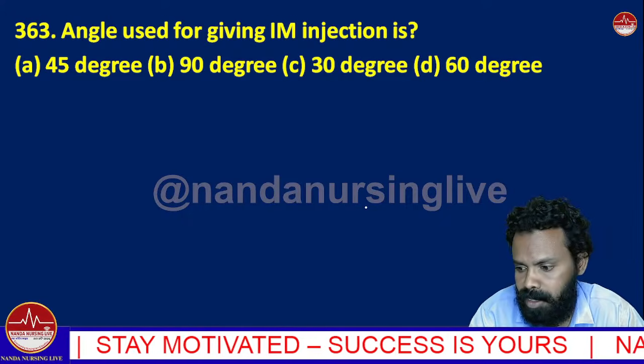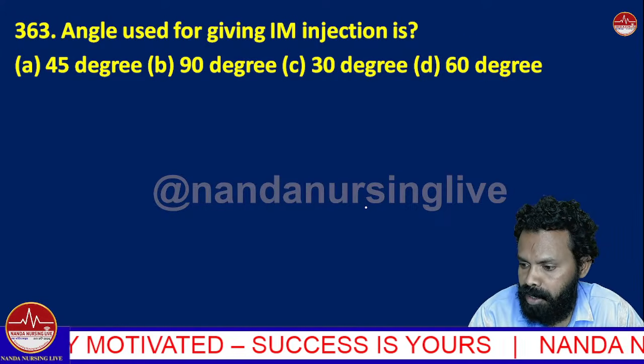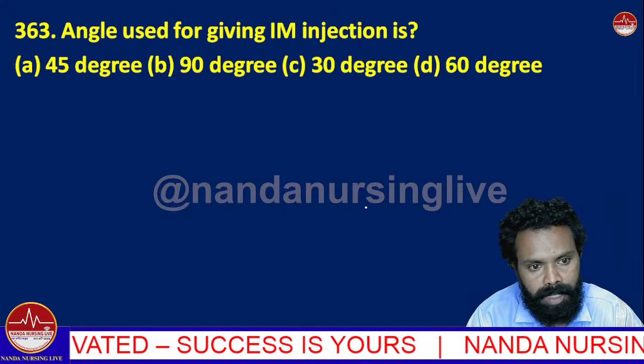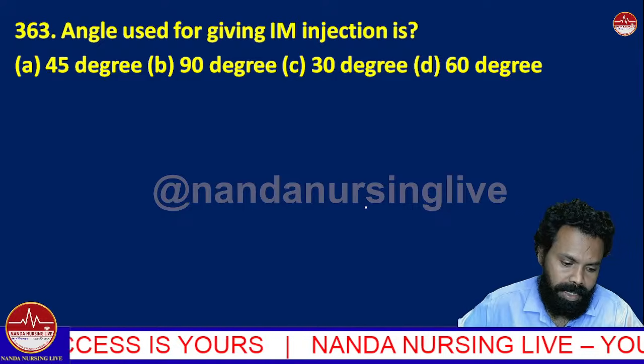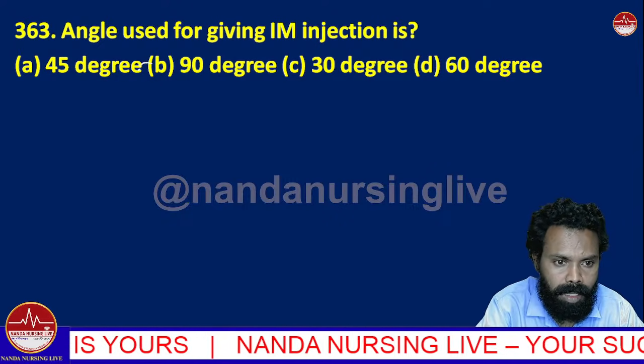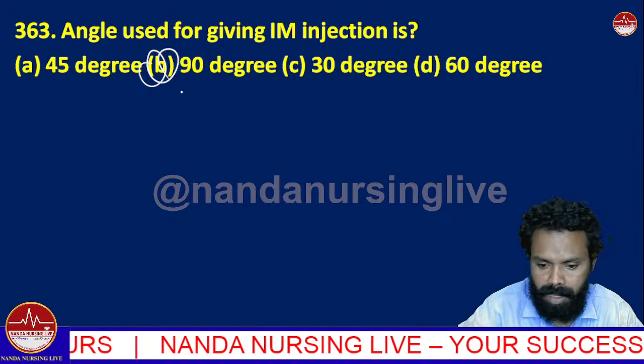Next question, question 363. The angle used for giving an IM injection is: option A 45 degree, option B 90 degree, option C 30 degree, option D 60 degree. So which option is the correct answer? Answer quickly without making a mistake. Option B is the correct answer, 90 degree.